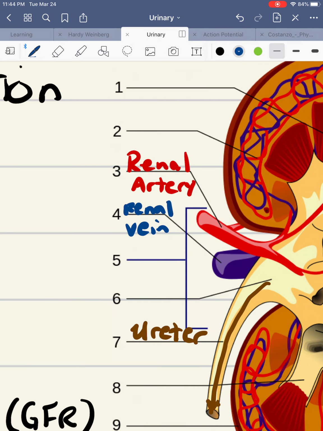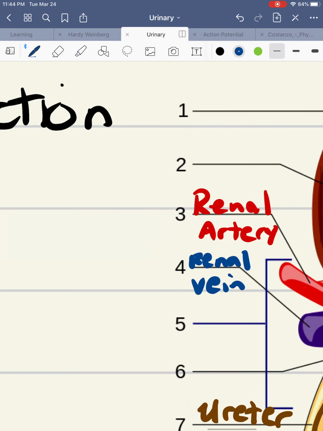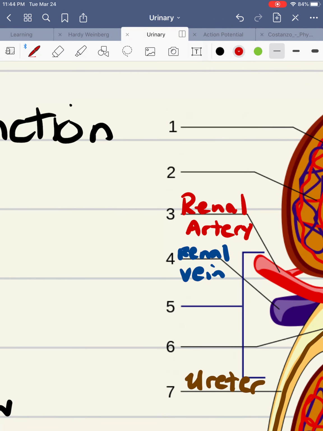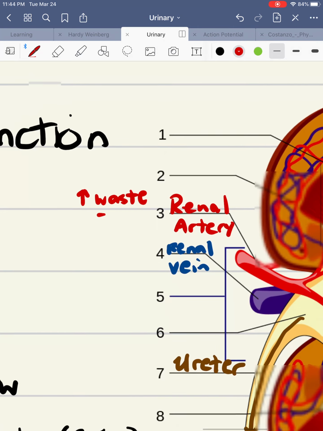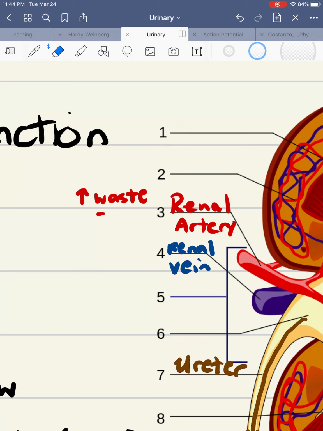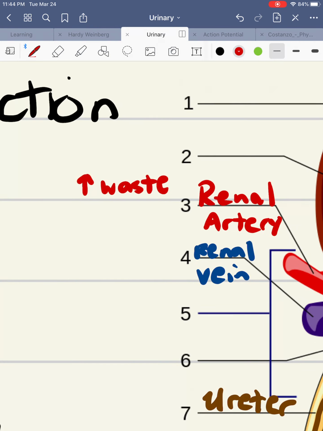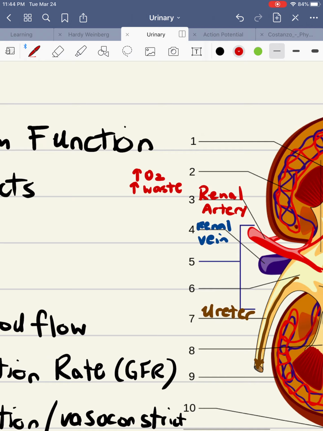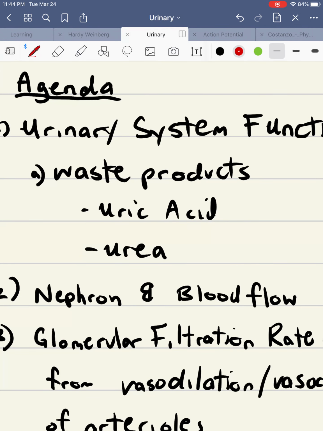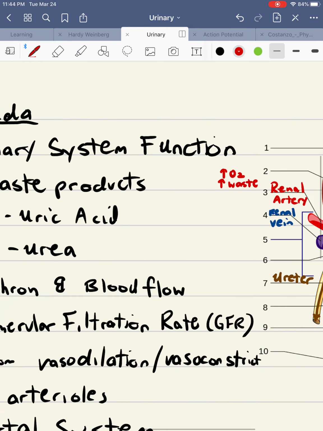In fact, when we think of waste products, what was actually high in waste products was the renal artery. So the renal artery actually has a lot of waste, and we're going to talk about what that waste is in a minute. And it's going to also have lots of oxygen. Now you're probably thinking waste. I'm not talking about carbon dioxide in this case. I'm talking about other waste products, such as uric acid and urea. And we're going to talk about what that is.